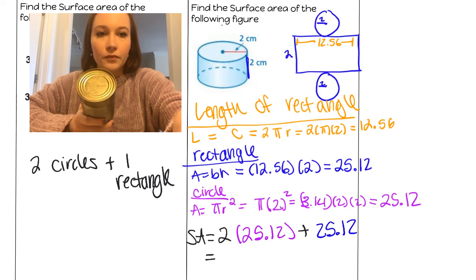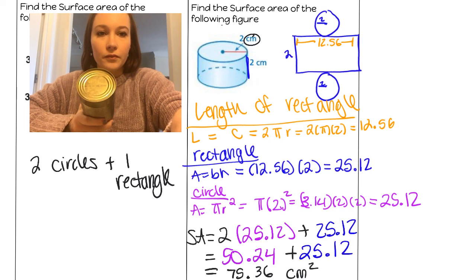Okay, 2 times 25.12 is 50.24, plus my area of 25.12. When I add those together, okay, you get 75.36. My units was centimeters squared. And we're still doing squared since it is an area.